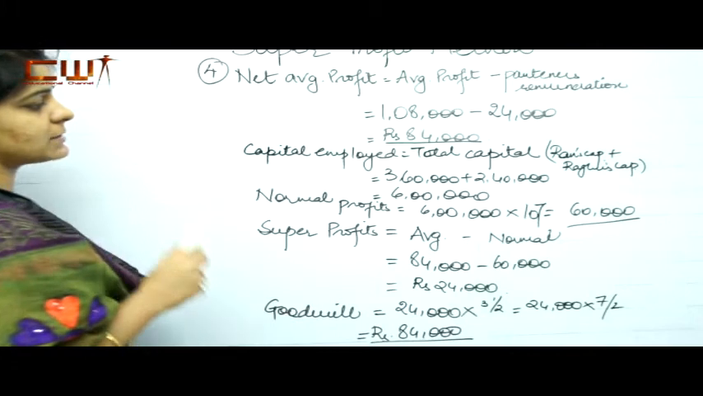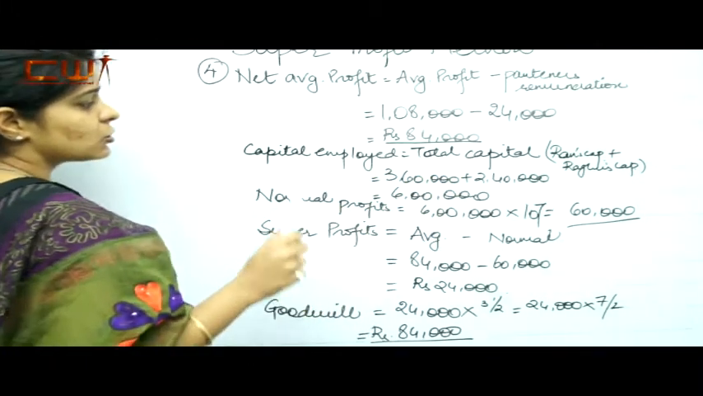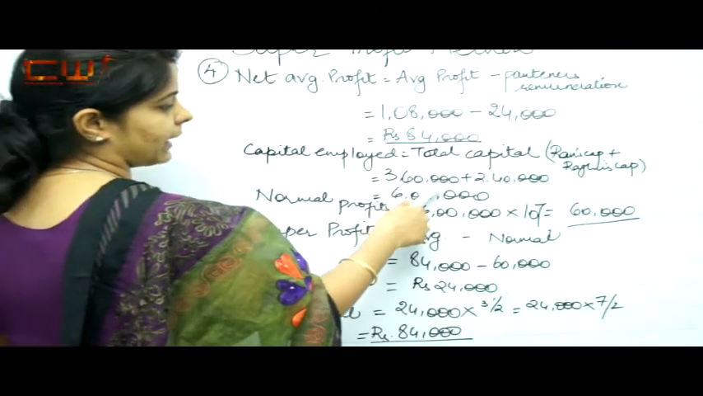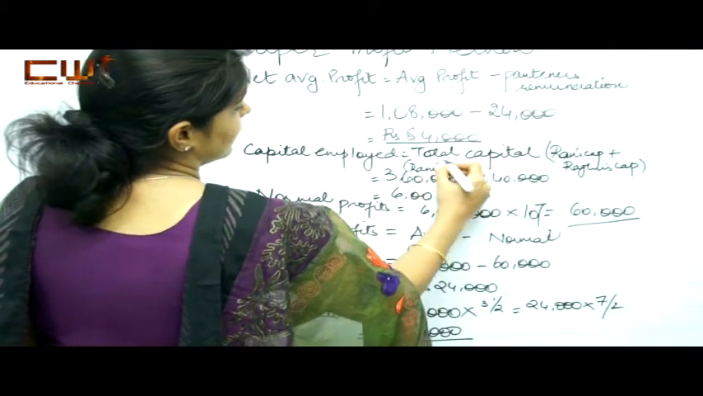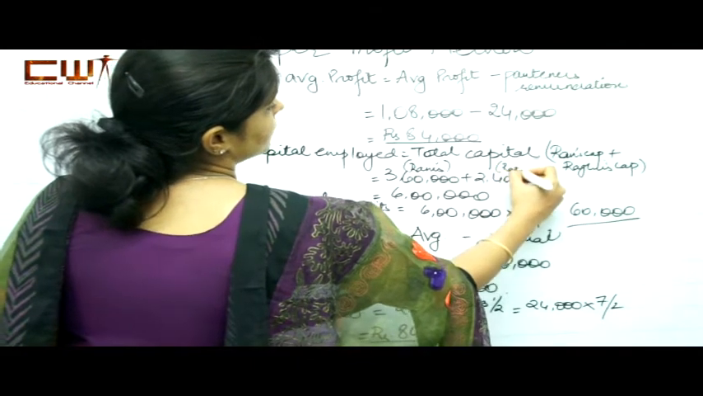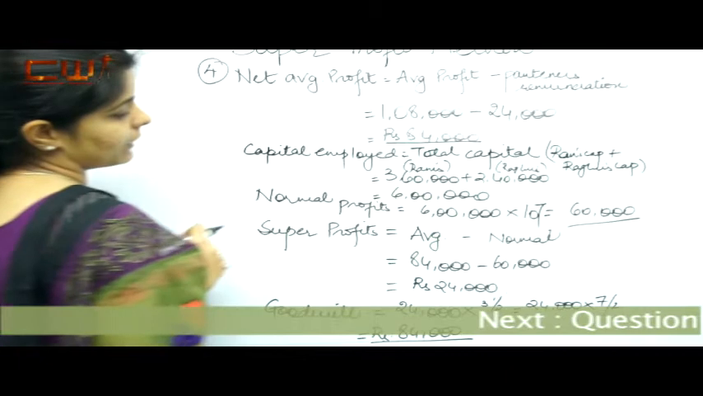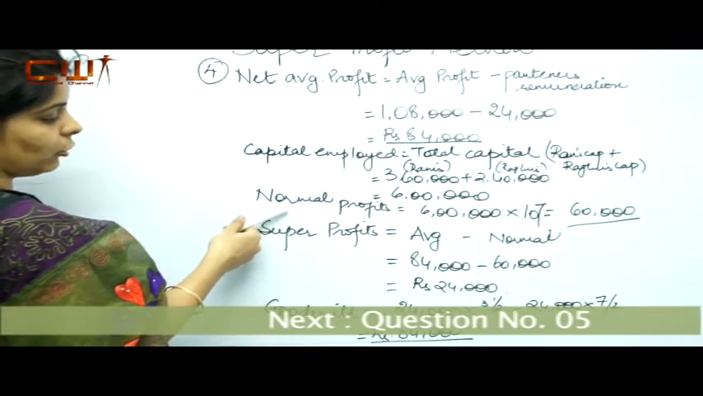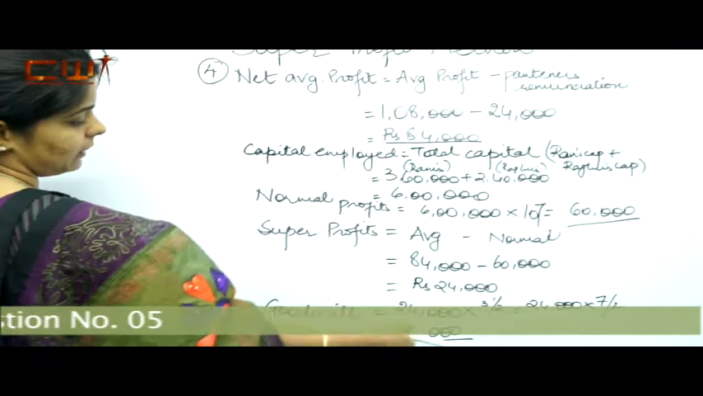Second step, again there is a complication. They have given the capital of the two partners. So how will you get the total capital? By adding the partners' capital. See, this is Ram's capital and this is partner B, that is Raghu's capital. You add the two capitals, you will get the total capital employed. Then you find out the normal profits, super profits, and finally the goodwill.